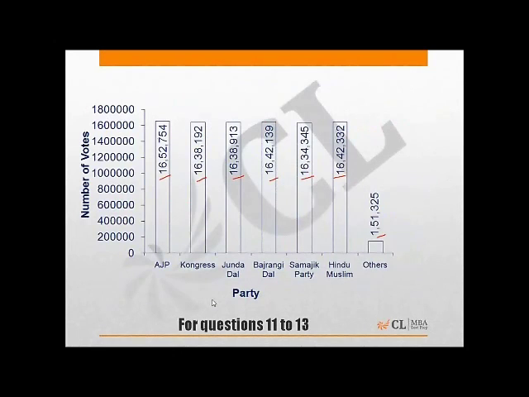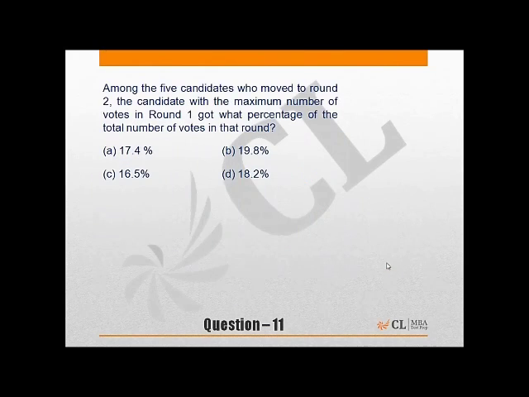Okay, quickly let's go through the data again. Number of votes on the y-axis, the parties on the x-axis. Others comprises many smaller parties. Okay. Question 11. Among the 5 candidates who moved to round 2, the candidate with the maximum number of votes in round 1 got what percentage of the total votes in that round?